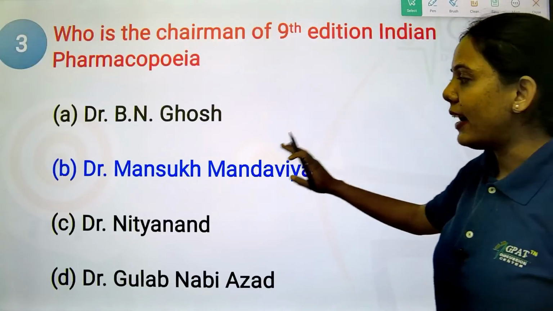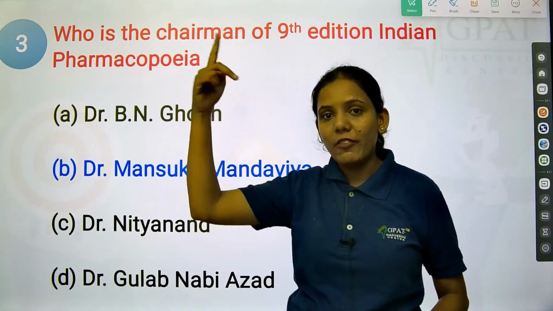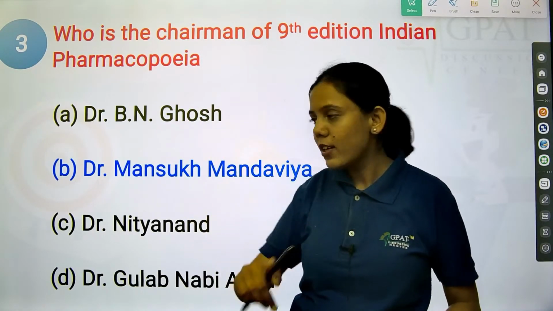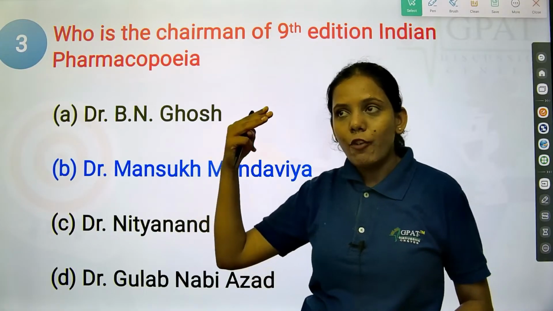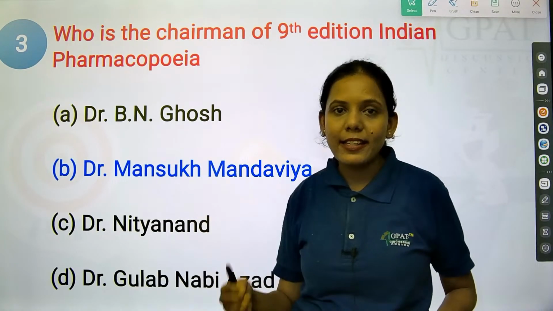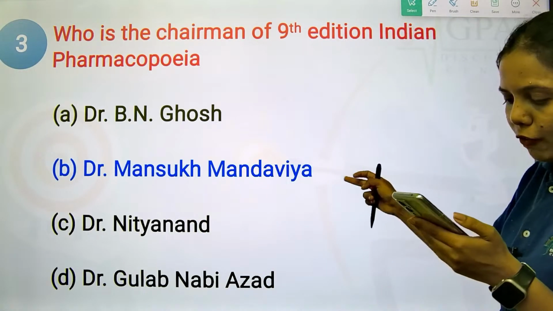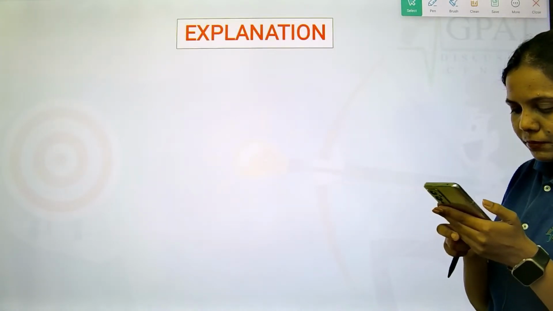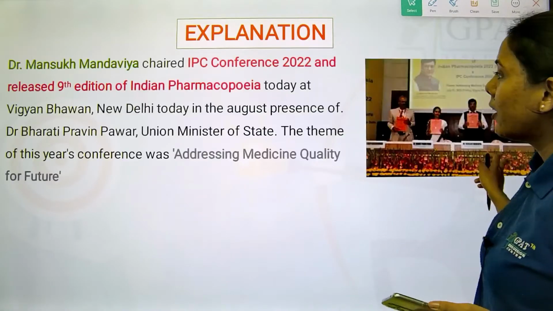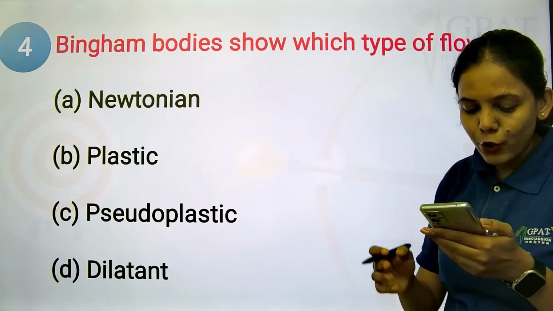And if you see the right answer, Dr. Gat Mandviya. B.N. Ghosh is the first. Good morning, we started with good morning. So B.N. Ghosh was the chairman for the first edition. Nityanand for the 3rd, 4th and 5th. And Gat 6th and 7th. 8th was P.K. Pradhan. 9th was Gat Mandviya. Clear all of you? Any doubts till here? The next question.